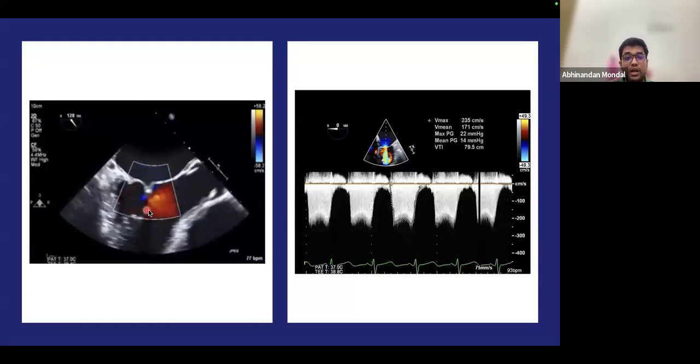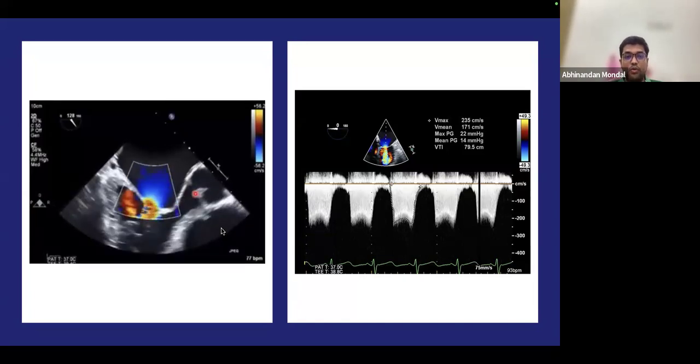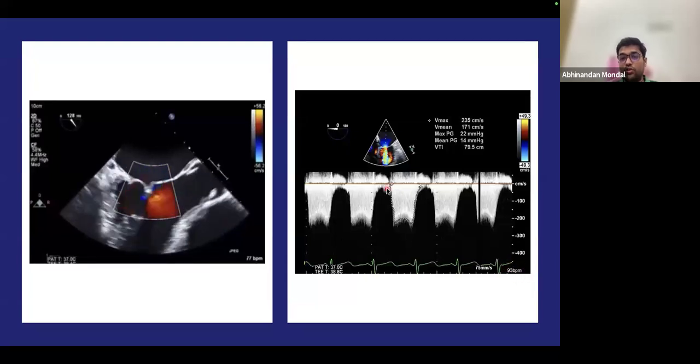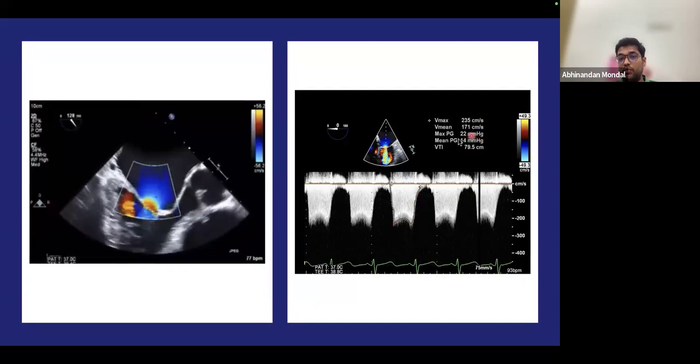While seeing the PISA, it might look like the patient is having mild MS or moderate MS. But while putting the continuous wave Doppler, you can appreciate over here, there is a distinct E and A component of your waveform. That means the patient is not in atrial fibrillation. The patient's heart rate is around 93. You can see it in this image. And you can appreciate the entire waveform has been traced, and the mean pressure gradient is 14.